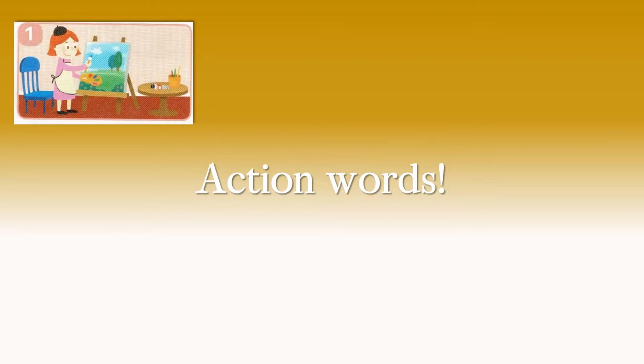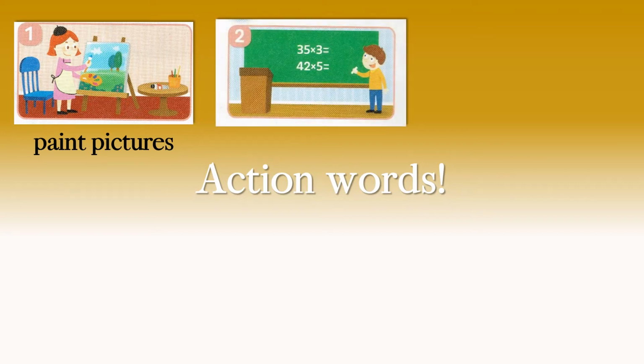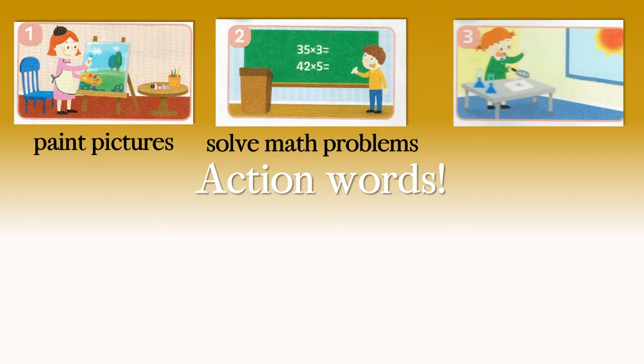Okay, can you remember the action words that we looked at last class? These are the things we do in the 6 subjects. Okay, number 1, what is this girl doing? Paint pictures. Number 2, this boy is in math class, but what do we do in math class? Solve math problems. That's right. Remember, solve, it means to look for the answer. Number 3, what do we do in science class? Do experiments. Here our action word is do.